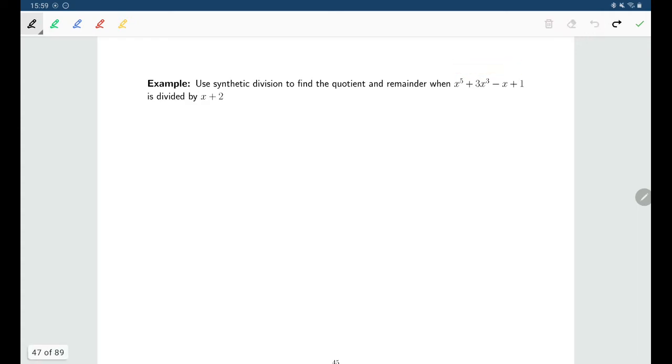So I'll write in all of my coefficients, and anytime that there's a power of x that's missing, the coefficient is 0. So we have 1x to the 5. There are no x to the 4s. There's 3x cubed. There are no x squares. There's negative 1x's, and then there's 1 for your constant term.